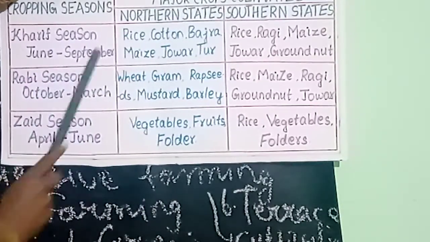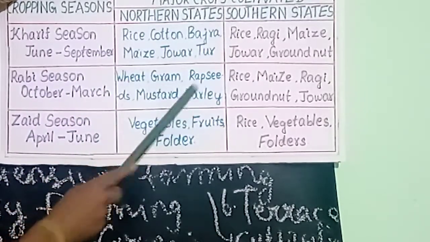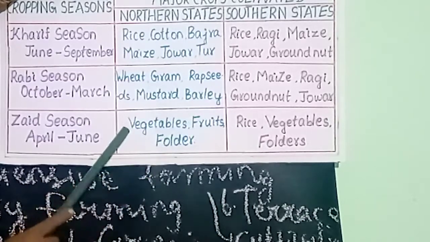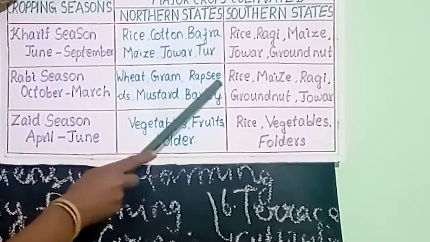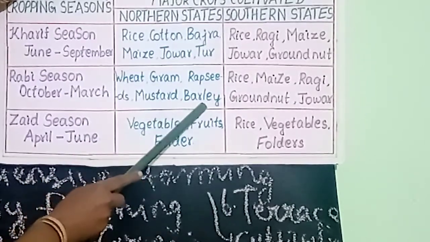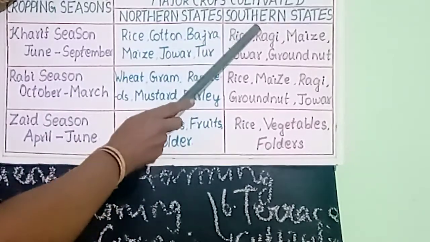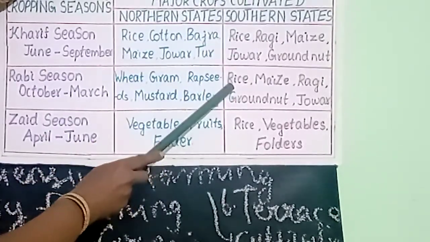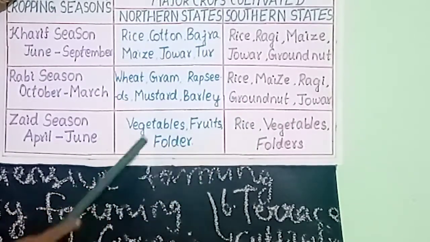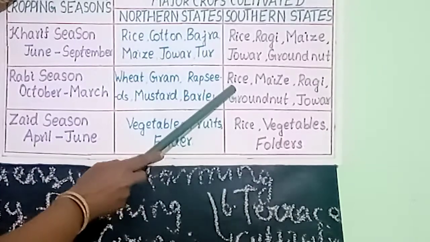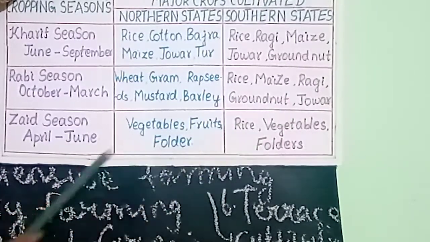During the Rabi season, the northern states cultivate wheat, gram, rapeseed, mustard, barley, etc. In the same period, the southern states cultivate rice, maize, ragi, groundnut, jowar, etc.